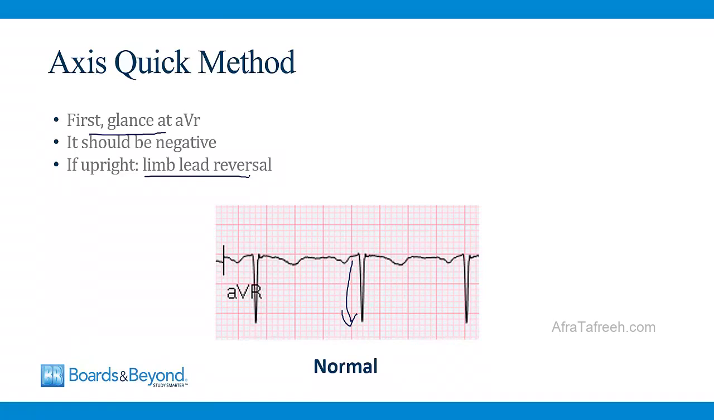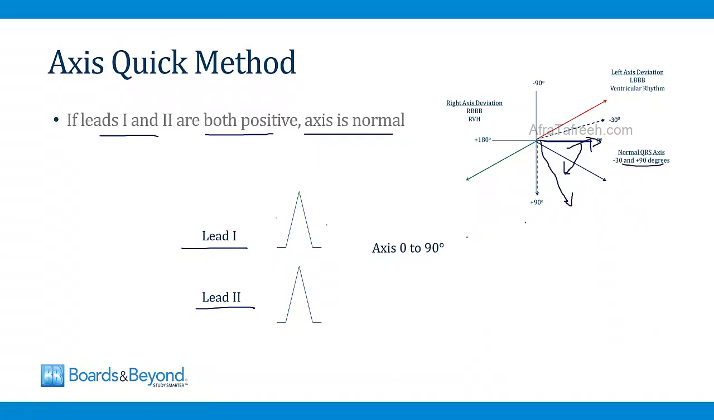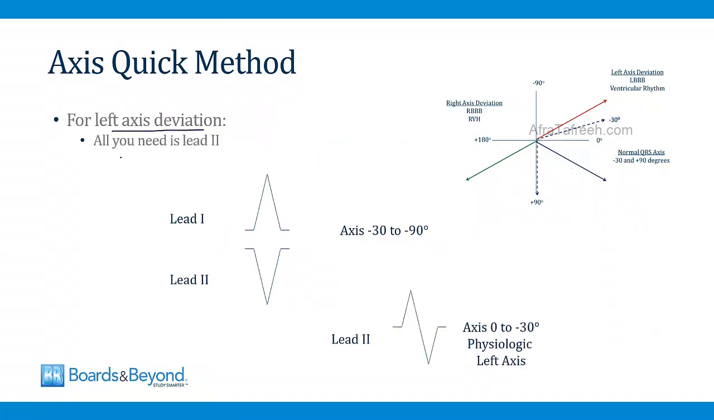So if you're going to determine the axis, the first thing you do is look at lead aVR basically for quality control to make sure the leads are placed properly. The next thing you do is look at leads 1 and 2. If they're both positive, the QRS axis is normal. And many of the EKGs you'll be shown on clinical rotations have a normal axis, so being able to quickly look at lead 1 and lead 2 and say the axis is normal is very helpful. As we said before, lead 1 pushes the QRS axis in this direction, lead 2 pushes it downward and slightly inward. So if they're both positive, then the axis is somewhere in this range here, which is normal. To identify left axis deviation, all you need is lead 2.